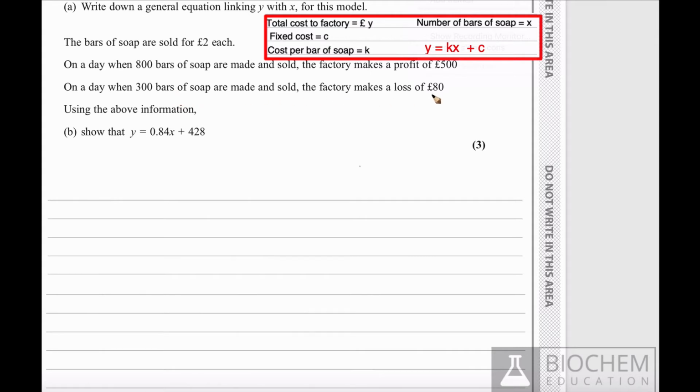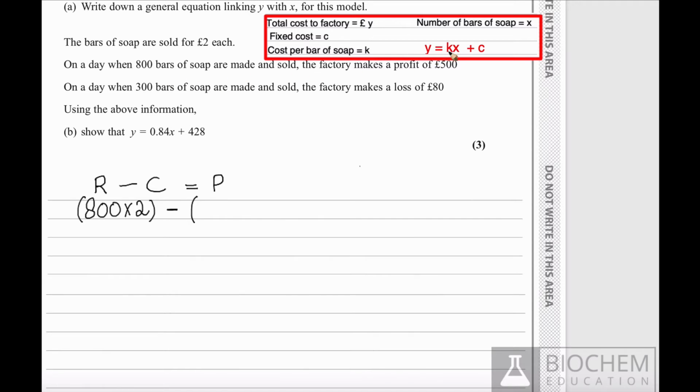So let's start our answer by first understanding what is profit. The profit is determined by subtracting the cost from the revenue, which is the total income. So what is the revenue that you obtain by selling 800 bars of soap? That would be 800 times 2 pounds, which is the price at which each bar of soap was sold. So we can say 800 times 2, we can put this in brackets, minus the cost. And cost can be figured out using this equation.